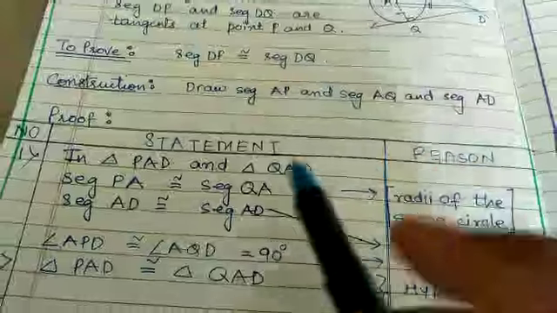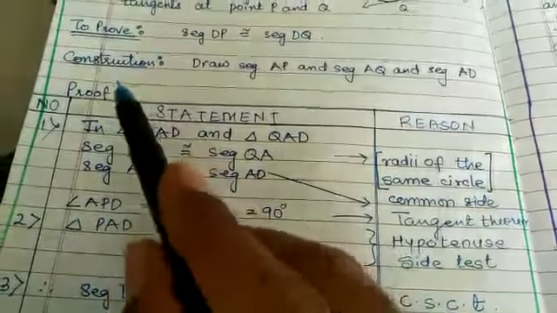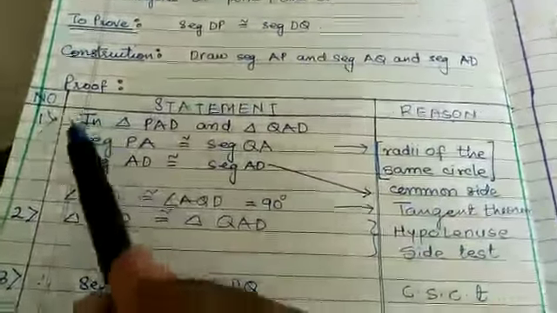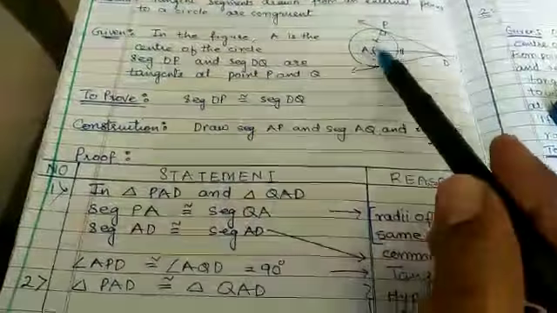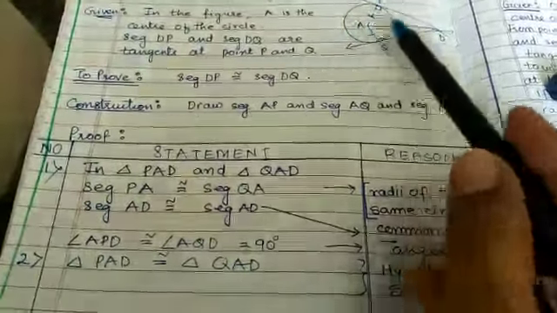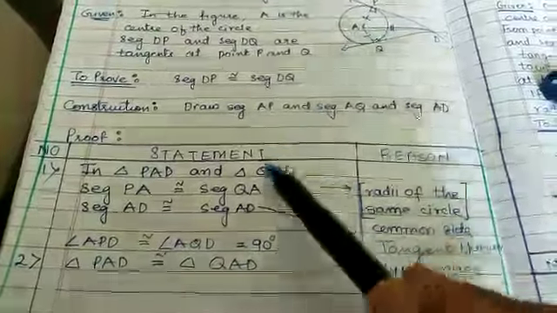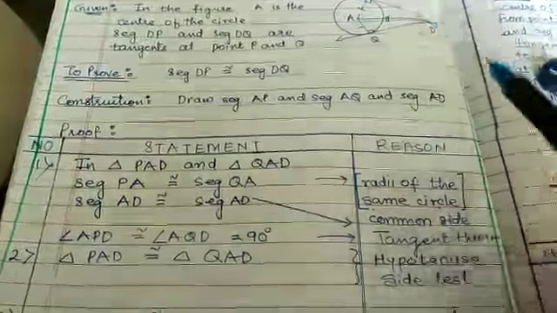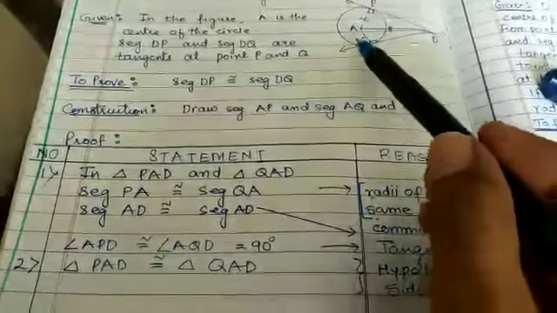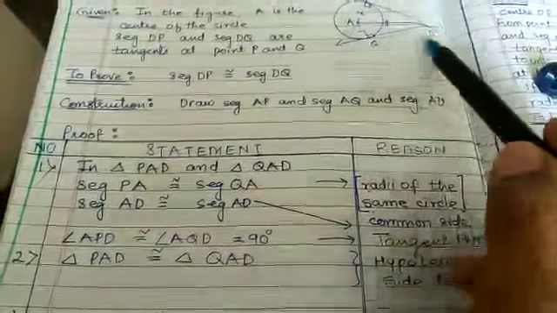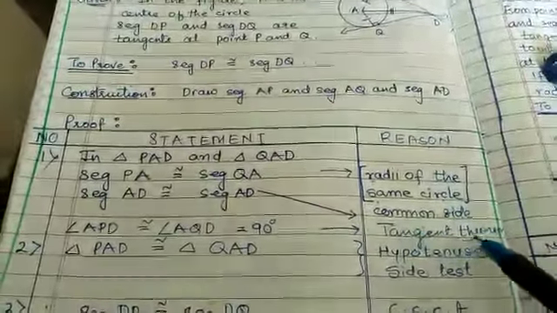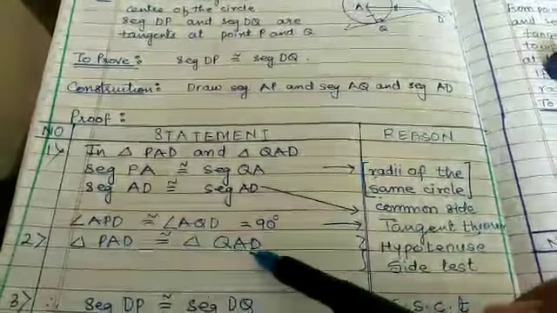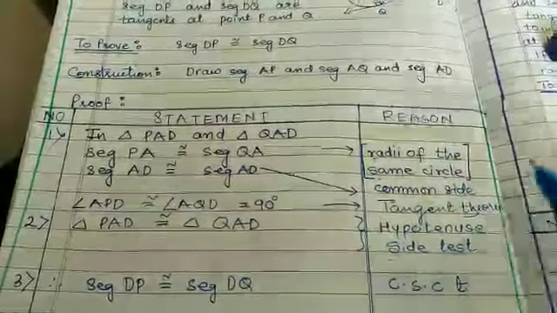How to prove this? See here, I have written here proof in my style. Proof, number, statement, reason. First point, in triangle PAD and triangle QAD, segment PA is congruent to segment QA, radii of the same circle. Segment AD is congruent to segment AD, common side. Angle APD is equal to angle AQD is equal to 90 degree. Tangent theorem. Therefore, second point, triangle PAD is congruent to triangle QAD by hypotenuse side test.